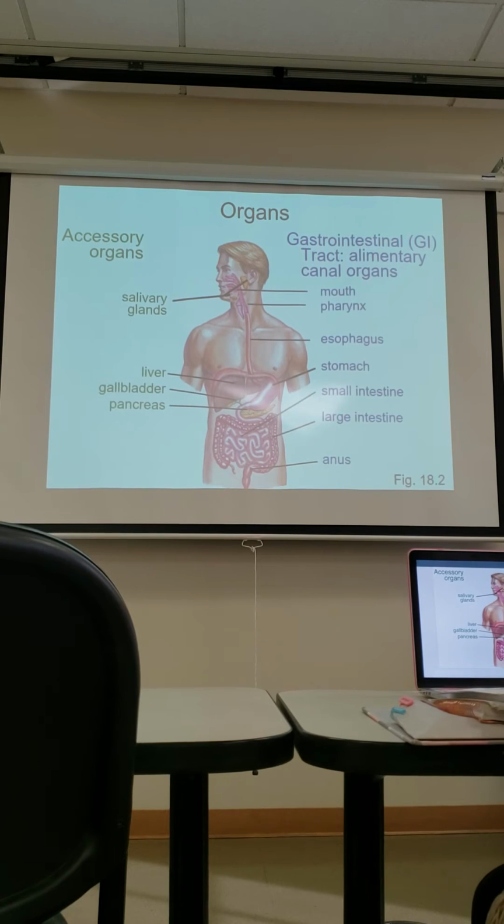Okay, any questions about just the overall picture? So all four of those are helping to release enzymes to digest the food, but again, they're not directly in line of our canal.